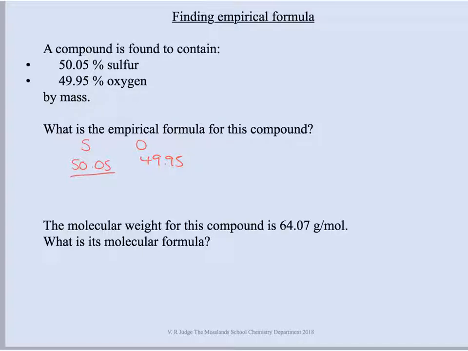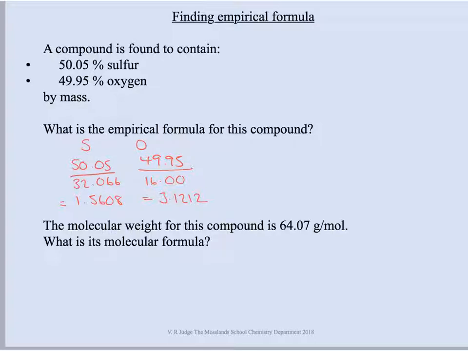So sulfur weighs 32.066 if you want to be quite precise, and oxygen's mass is 16.00 grams per mole. Once you calculate those, the percent by mass divided by the relative atomic mass, you get a number of moles. So you get a mole ratio. So for sulfur, you get 1.5608. And for oxygen, you get 3.1212. Okay, so we've got a ratio now.